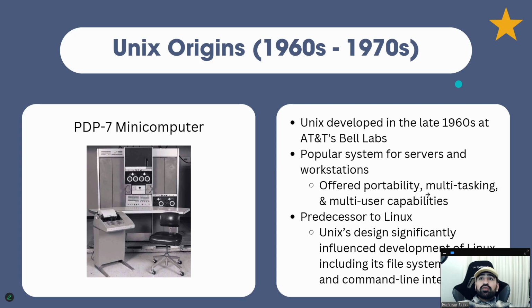For example, the very first Microsoft operating system did not achieve multitasking. You could only run one application at a time. So if you try to run maybe Photoshop and your Chrome browser at the same time, your computer would crash. So multitasking is another thing that the operating system facilitates. So Unix is the predecessor to Linux. Unix design significantly influenced development of Linux, including its file system and its command line interface.